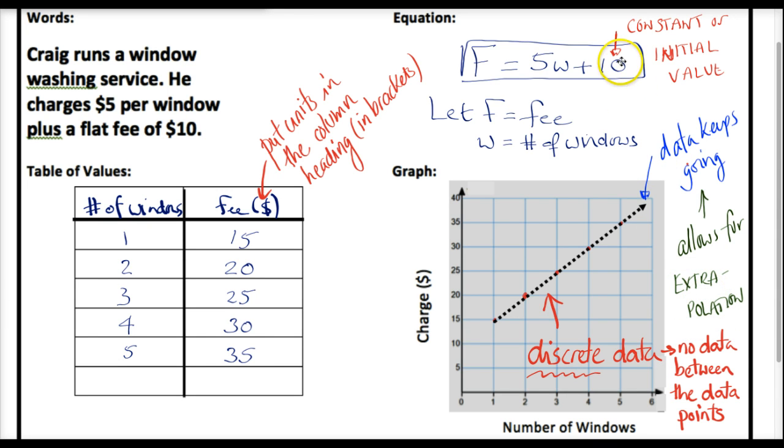And then the equation. This one does have an initial value, a flat fee of $10. So when the independent variable is 0, when there's no windows, we would still have this flat fee of $10. The graph starts at 10 on the vertical axis here if we were to continue it back. That we call a partial variation. Part of it changes, and this part does not change. So it's called a partial variation.